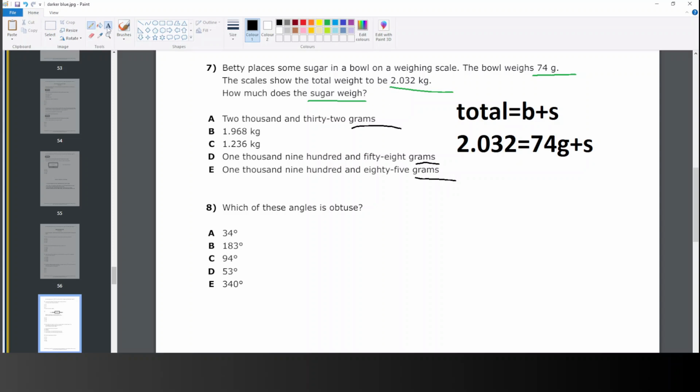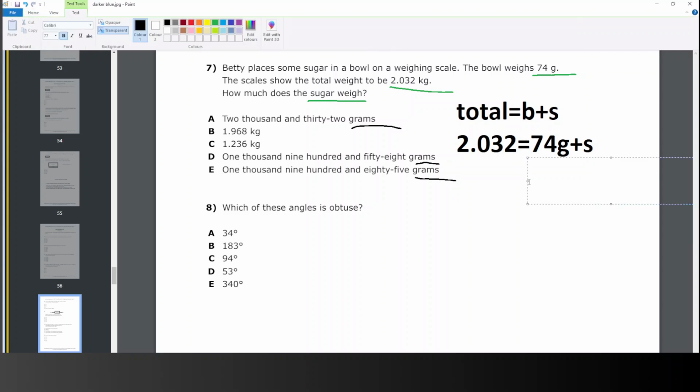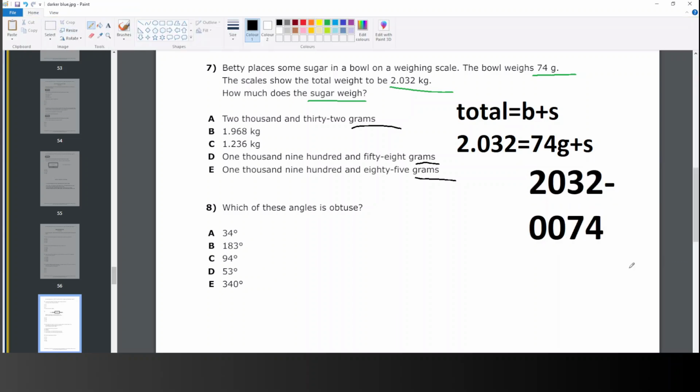So we do 2.032 minus 74, so 2032 minus 0074. Just do it yourself. It's just normal subtraction. Get this right. What's a nice way? You see 20, cross it off, 19. That's a nice way to borrow. And then 1 here, 4, and then 9, 1.